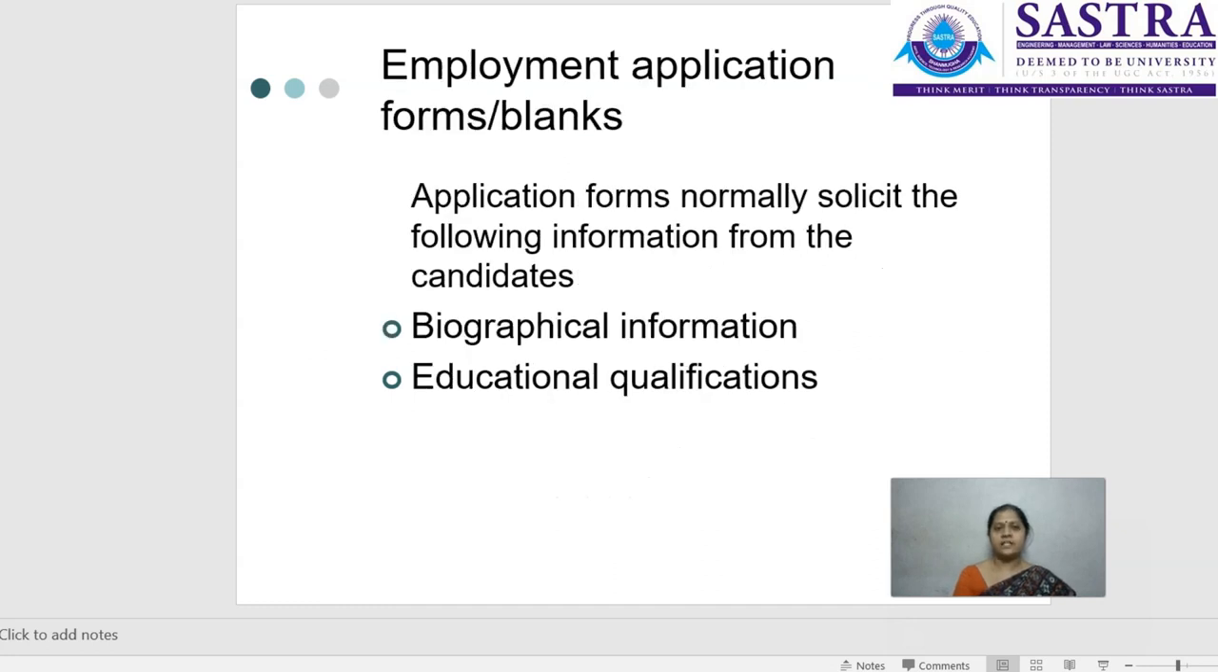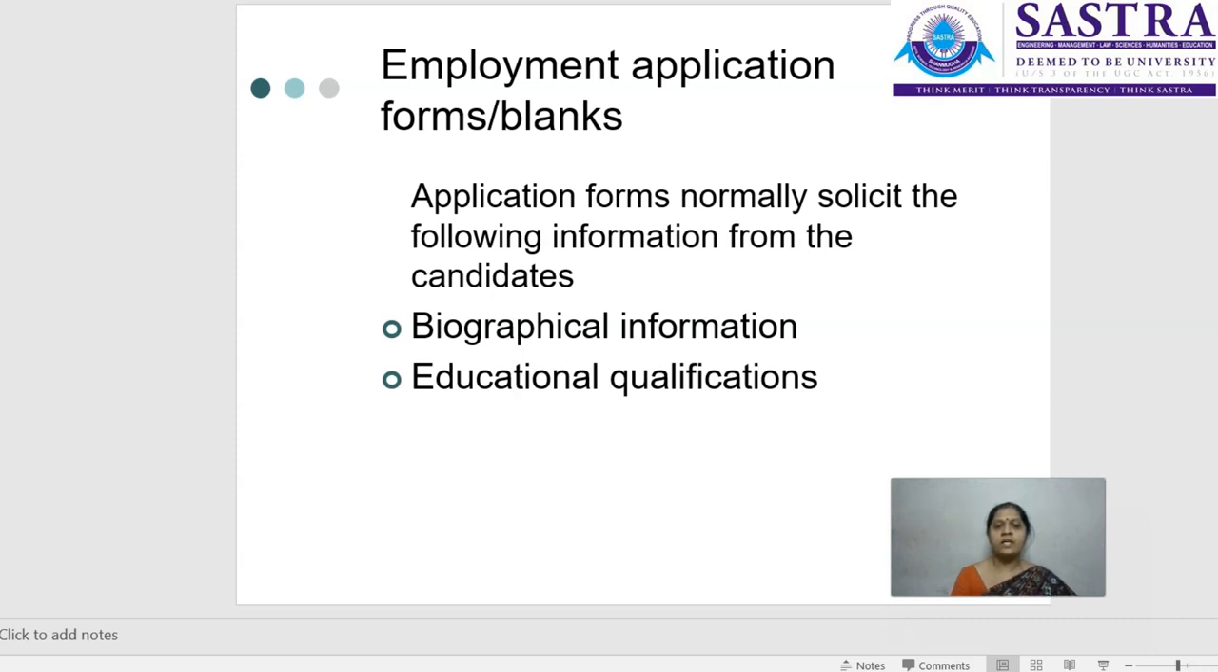So this is the first stage, which is employment application forms or blanks. So in this process, the purpose of the employment application forms or blanks is to collect the necessary information about an applicant in a short span of time. And these bits of information are extremely important in determining the suitability of the applicants for the job, and also in predicting their likely job performance. So that is the purpose behind this employment application blanks or forms.